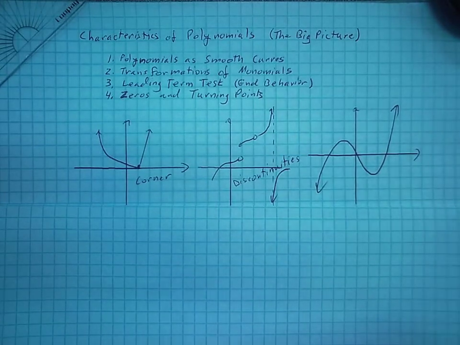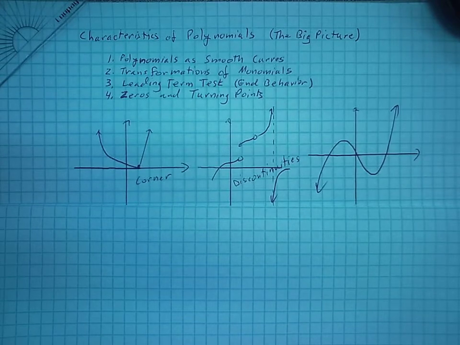We're going to talk about polynomials as smooth curves, which is something we see from polynomials. Then we're going to look at transformations of a few monomials. We have learned about monomials already at this point, so if you're not in my class, I guess, go find out about monomials. Then we're going to talk about the leading term test. That's a way we do end behavior.